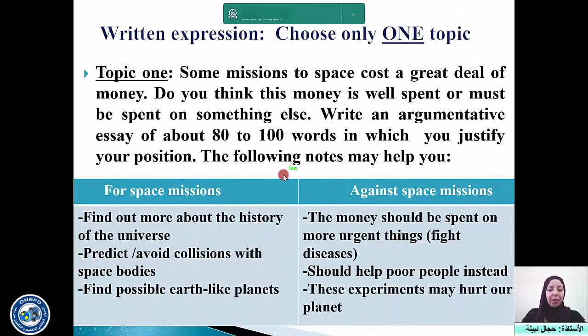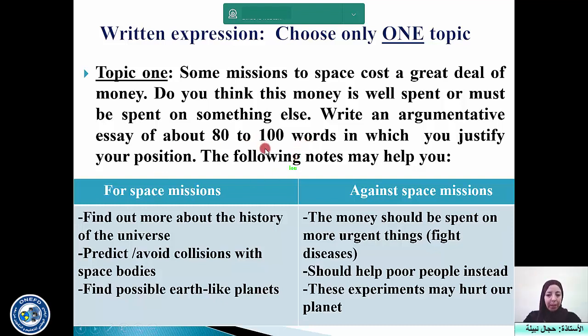Now we reach the last activity, written expression. Choose one of the topics, or of course you can do both since you are at home. Topic 1. Some missions to space cost a great deal of money. Do you think this money is well spent, or must be spent on something else? Write an argumentative essay of about 80 or 100 words in which you justify your position.